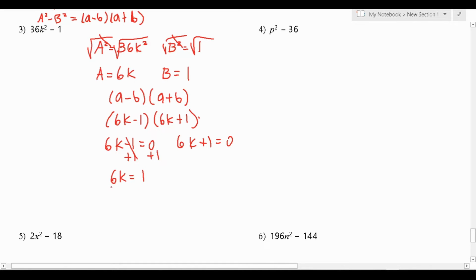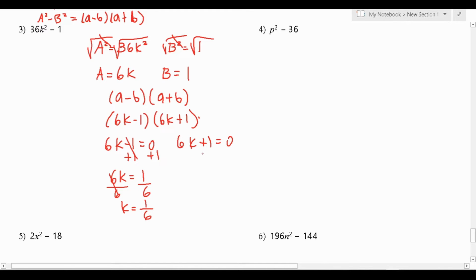To get k by itself, again, we're going to divide both sides by 6 as our next step. This is going to give you k equals 1/6. If you're pretty clever, you should know that this is simply going to give you the opposite of this, notably negative 1/6. And as we get to 5 and 6, we'll start skipping a few steps.